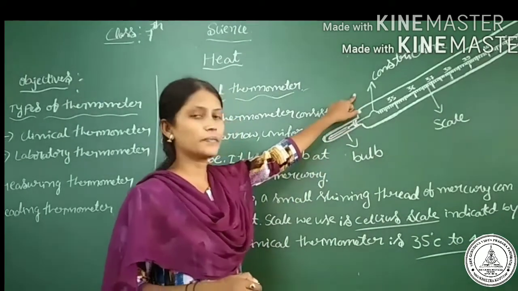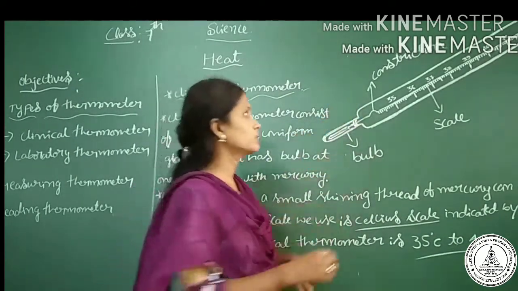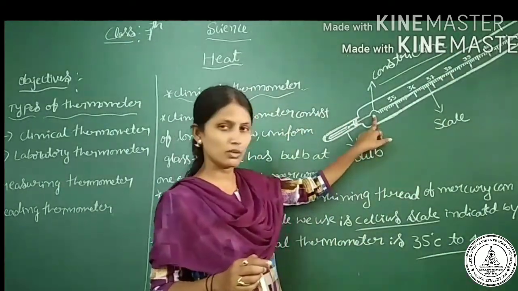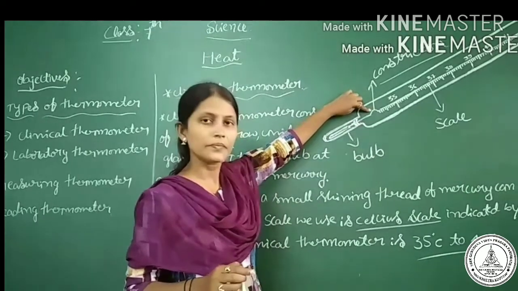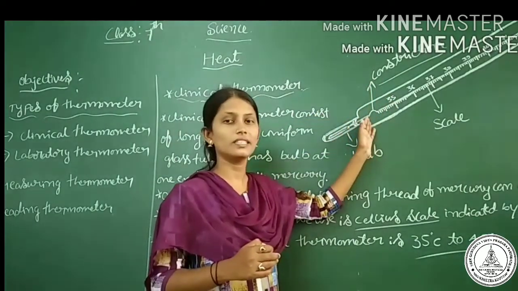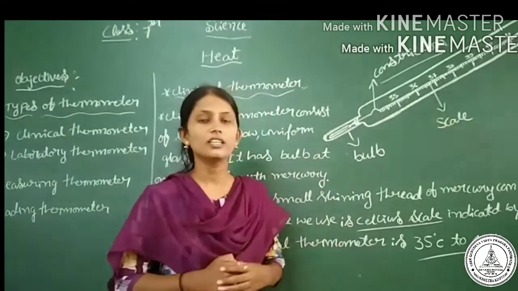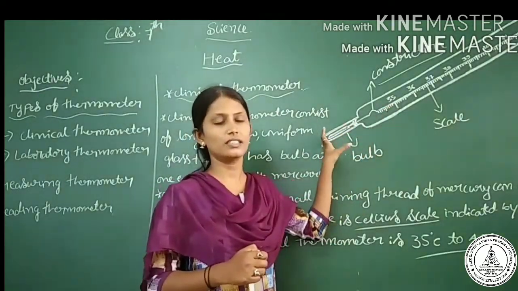Another part is the constriction. What do we mean by constriction? Here the constriction is a bend structure. The function of the constriction is to avoid the back flow of the mercury. So this is all about the construction of the clinical thermometer.